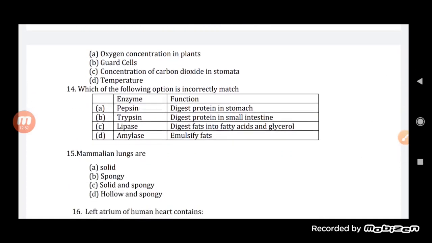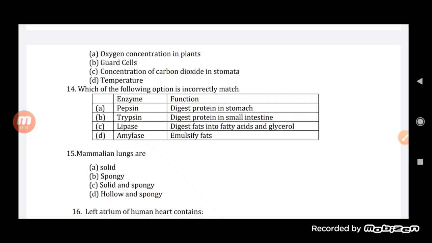Now which of the following options is incorrectly matched here? The enzyme given is pepsin, and the function is to digest protein in the stomach. Then the second one is trypsin, and the function is to digest protein in the small intestine. Then lipase is given, and its function is to digest fats into fatty acid and glycerol. And D is amylase, whose function is given as to emulsify fat here.